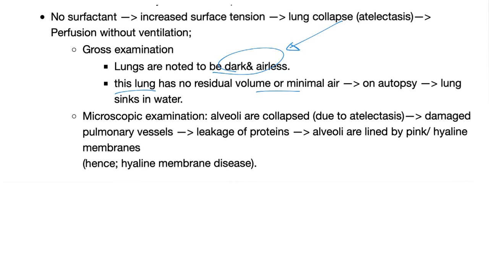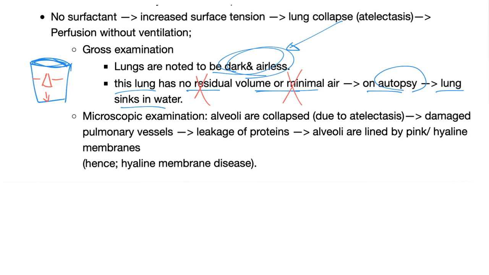If the lung collapsed before the baby breathes in any air, that's going to lead to a lung that's dark and airless and has no residual volume and no minimal air. On autopsy, the lung will sink in water, and I've talked about this before. If the baby died before breathing in any oxygen or any air, this is what's going to happen. You get a piece of the lung and put it in a glass of water, it's going to sink to the bottom. Why? It doesn't have any air. No residual volume and no minimal air. But if this baby was born alive and then killed, the lungs will float because they have minimal air. It's going to float, and that's how forensic pathologists argue in court cases.